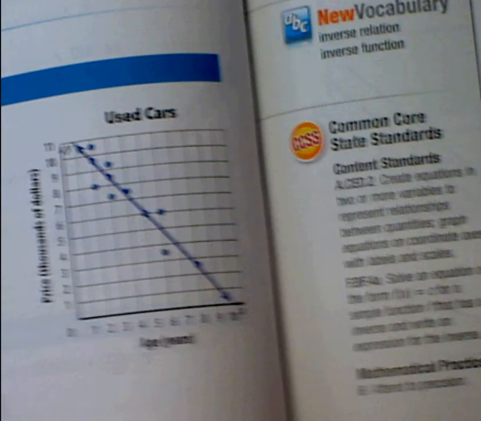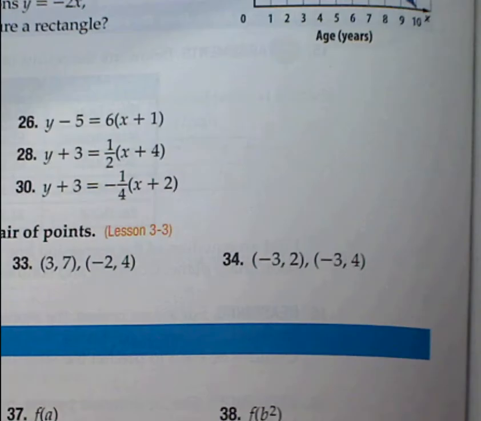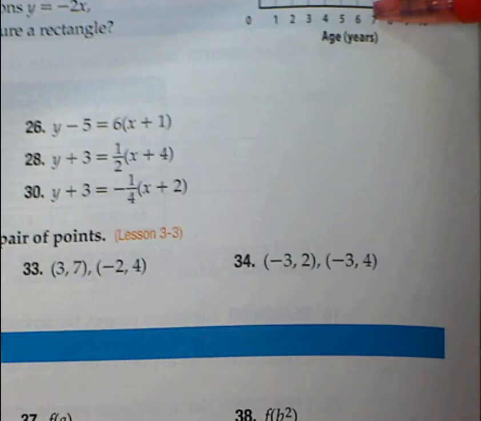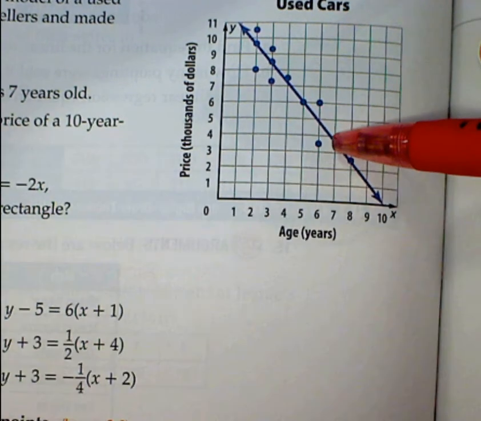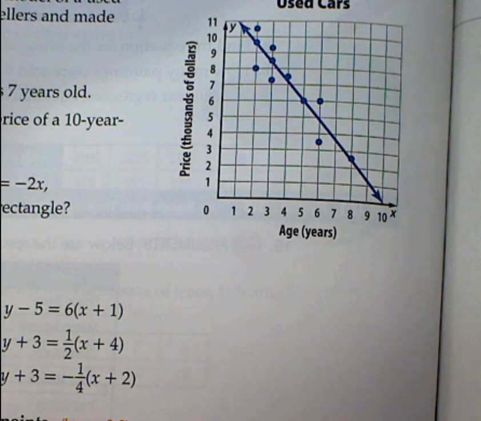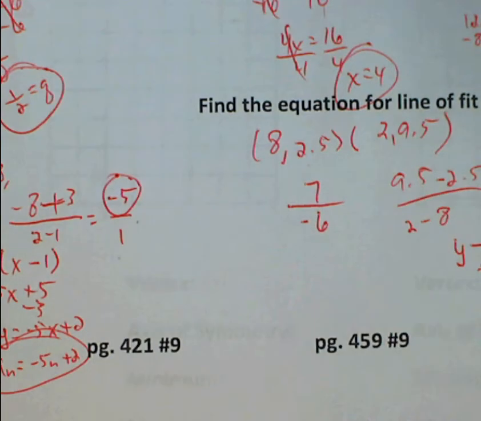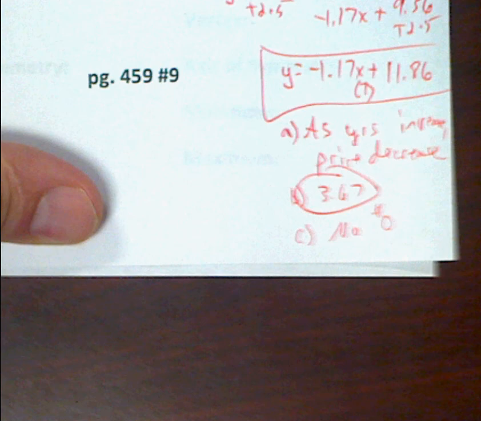Now let's see if that works. Because if I go to 7, I should be at around 3.6. So here's my 7. If I go up, wow, that is dead on the middle at 3.6. So that's perfect. So we did wonderful. And is it reasonable to get a car at 10 years old? No, because that means $0. My car is going to be worth more than $0.